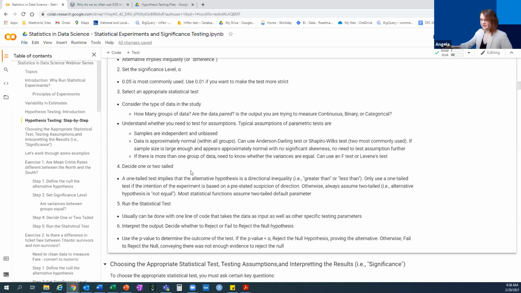Next, you need to decide if it's a one or two-tailed test. A one-tailed test implies that the alternative hypothesis is a directional inequality, that you're testing that something is greater than another thing or less than. Only use the one-tailed test, though, if the intention of the experiment is based on a pre-stated suspicion of a directional inequality. That's often not the case. A lot of the time, you're just checking for the presence of some kind of difference. In a lot of statistical functions and in scripting, you'll see that the default value for this parameter is two-tailed. It will assume you're doing a two-tailed test. Two-tailed tests are the ones where the alternative hypothesis is not equal to.